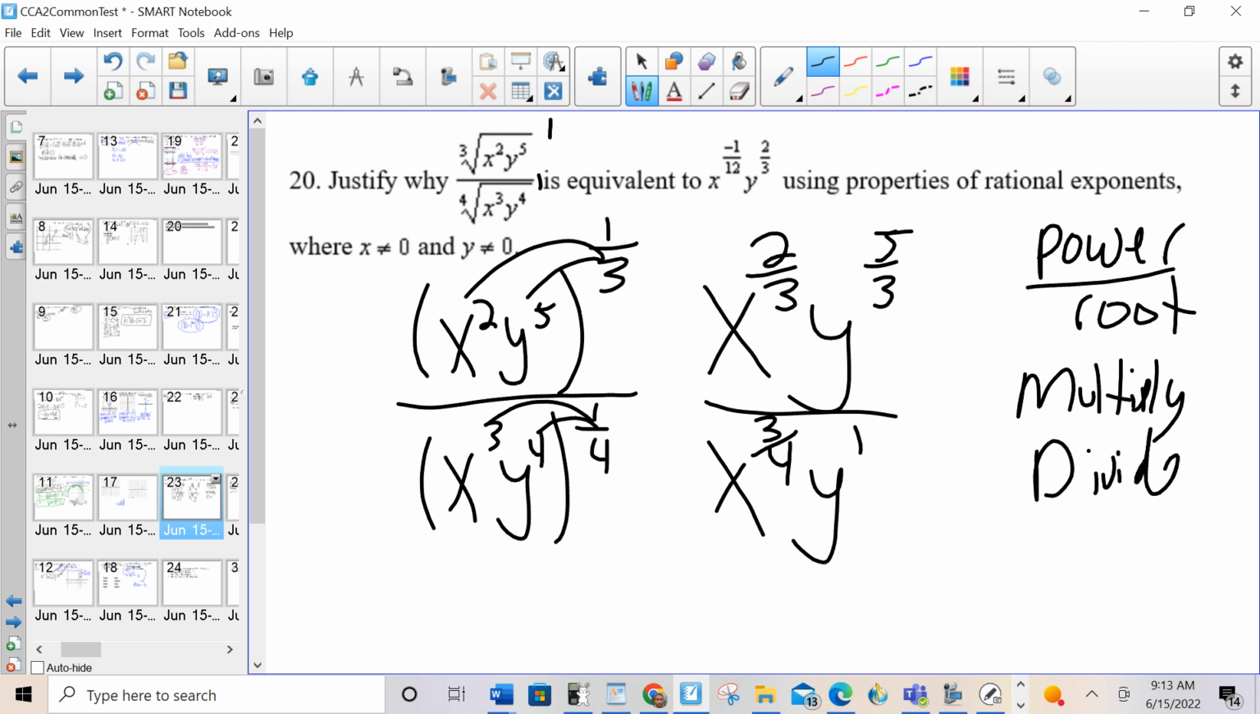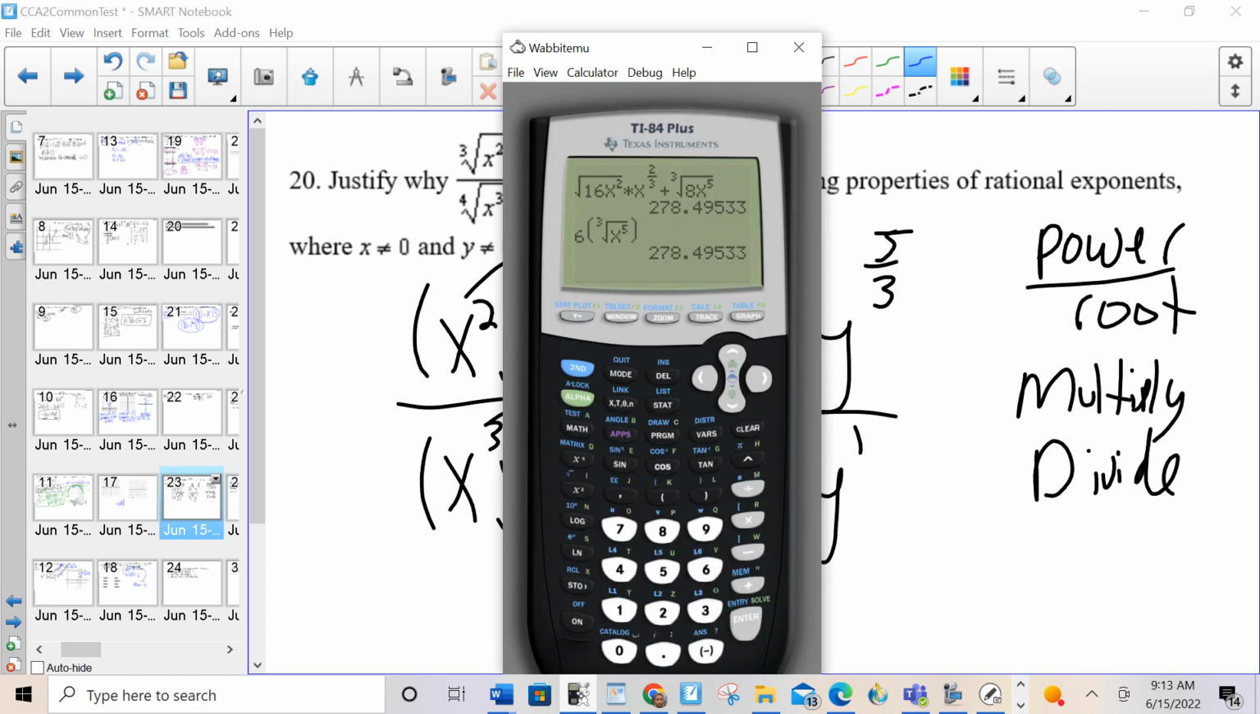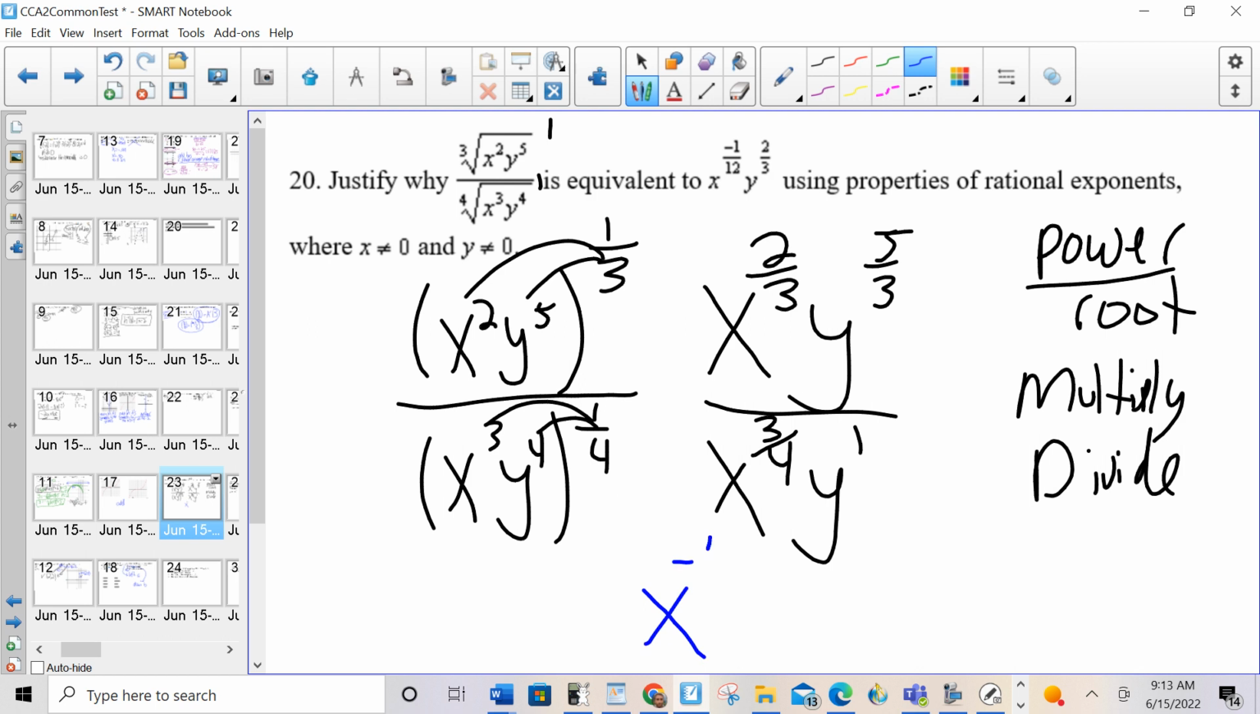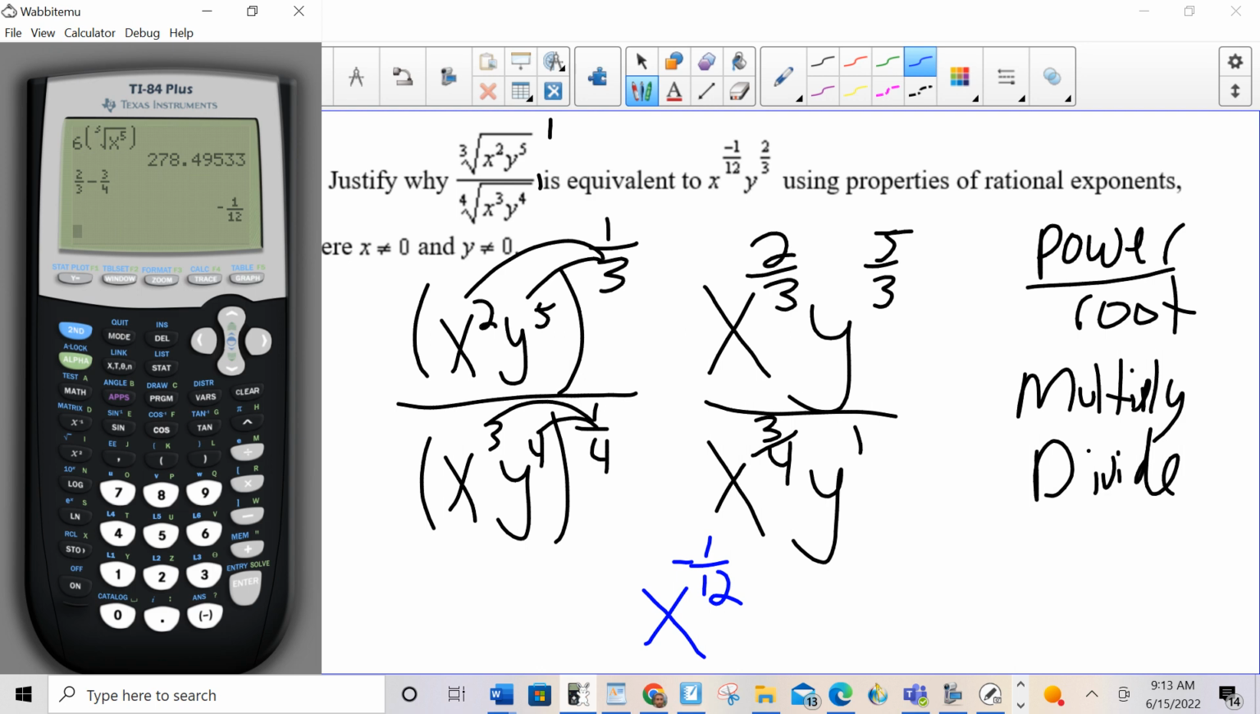Do I see multiplication? No. Do I see division? Yes. When I divide, I subtract the exponents. So, I have fractions. Well, most of us do not like subtracting exponents, so let the calculator do it for you. For the x's, I have 2 over 3 minus 3 over 4. I get negative 1/12, so that one becomes x to the power of negative 1/12. For the y's, 5/3 minus 1.